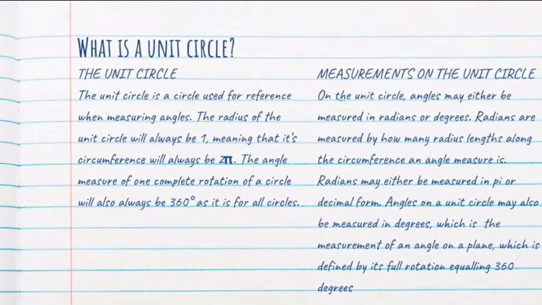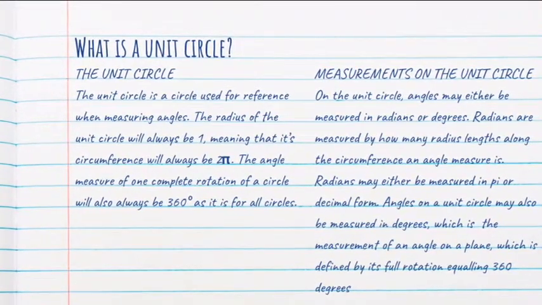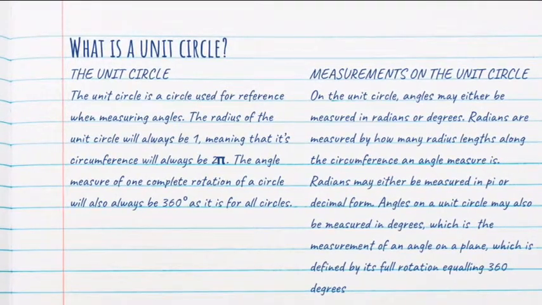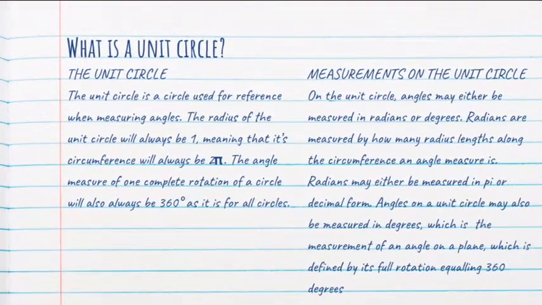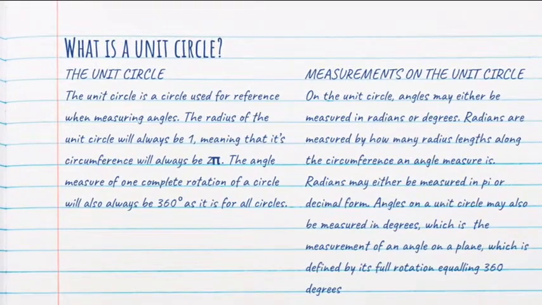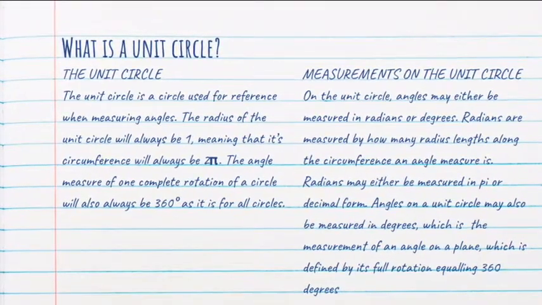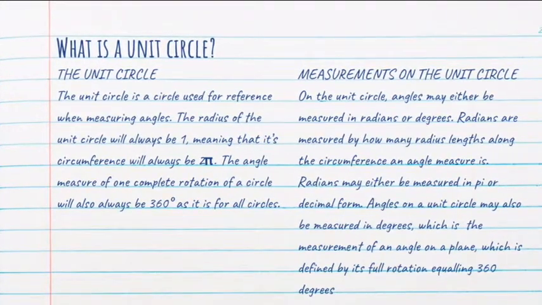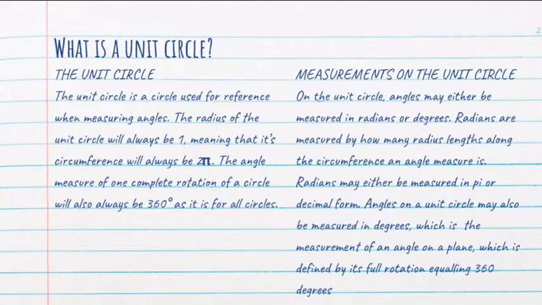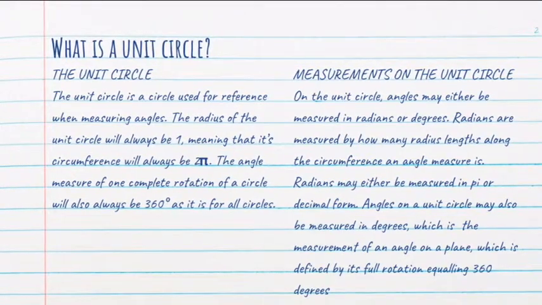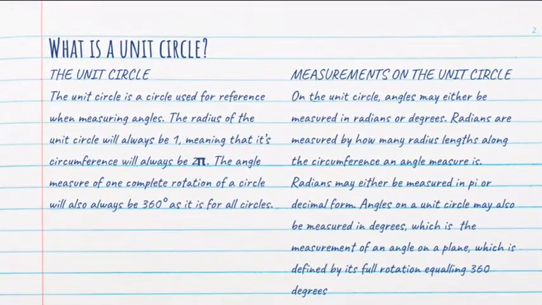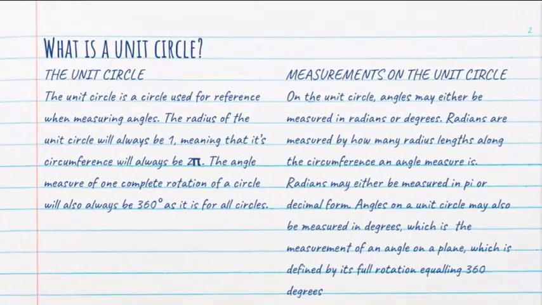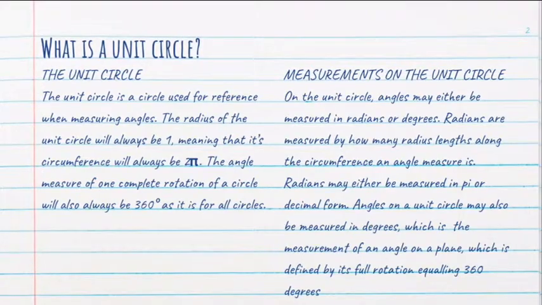The angle measure of one complete rotation of a circle will also always be 360, as it is for all circles. Measurements on the unit circle. On the unit circle, angles may either be measured in radians or degrees. Radians are measured by how many radians along the circumference an angle measure is. Radians may either be measured in pi or in decimal form. Angles on a unit circle may also be measured in degrees, which is the measurement of an angle on a plane, which is defined by its full rotation equaling 360 degrees.